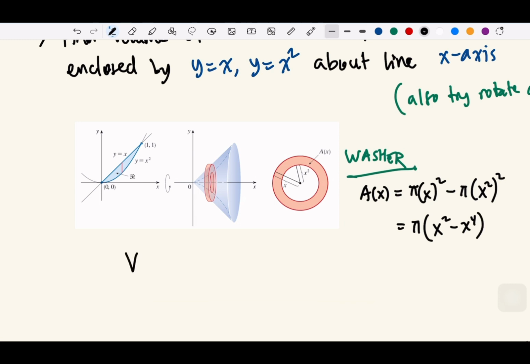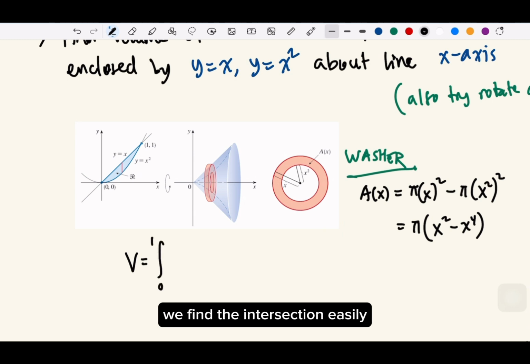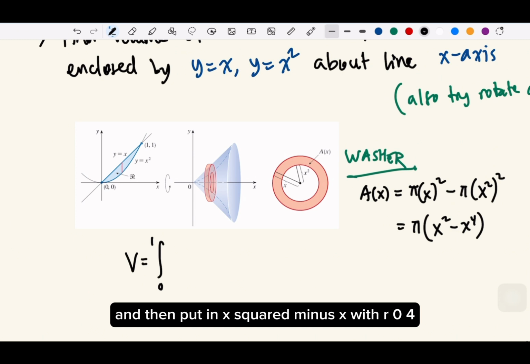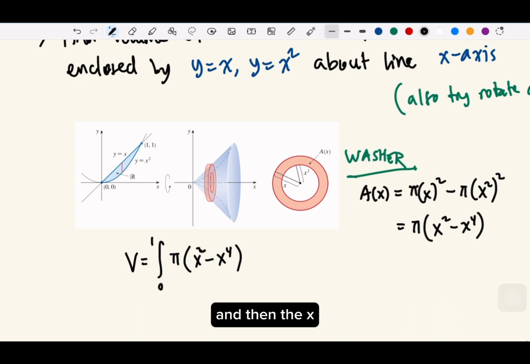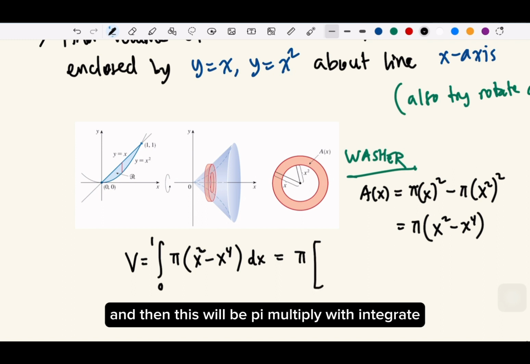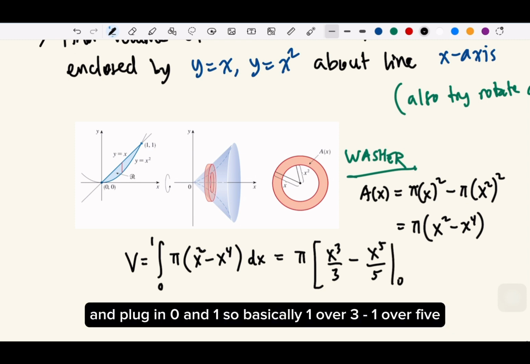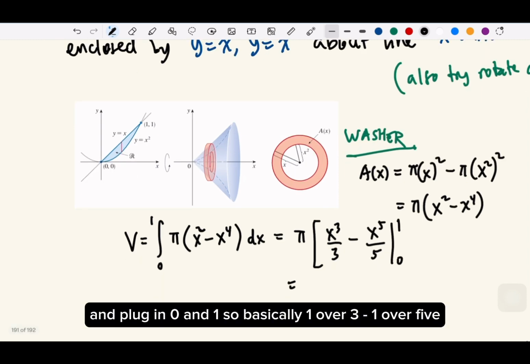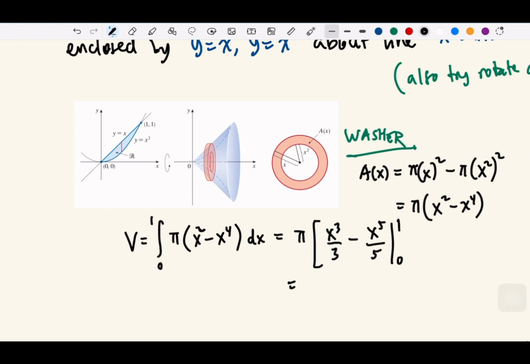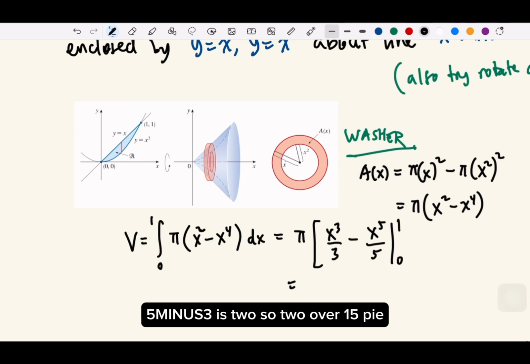So the volume is then from 0 to 1, we find the intersection easily, and then we put in x squared minus x to the power of 4, and then dx. And then this will be pi, multiplied with the integral, and plug in 0 and 1. So basically 1 over 3 minus 1 over 5. 5 minus 3 is 2. So 2 over 15 pi.